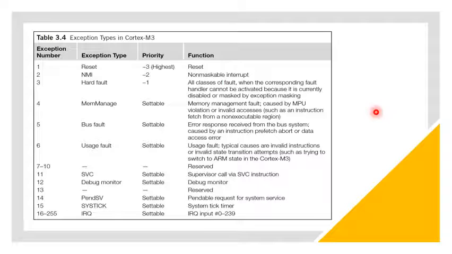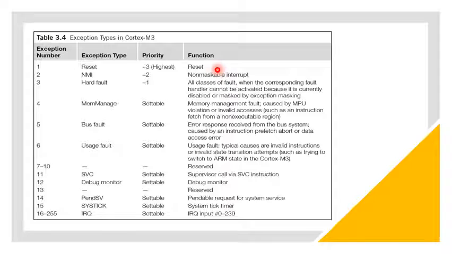So in Cortex M3, we have exception numbers from 1 to 255. Totally 255 exceptions are there, and how are they executed? All exceptions cannot be allowed directly, so there are certain priority levels. The first three have priorities named from highest to lowest. That is, -3 is the highest priority, -2 is the next highest priority, -1 is the least priority or the last priority. Say, for example, reset is an exception type.